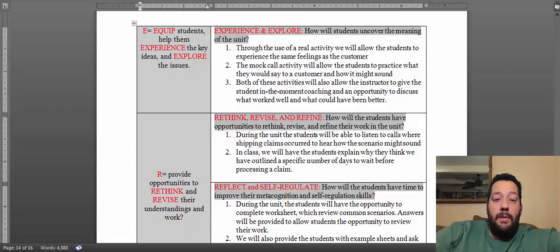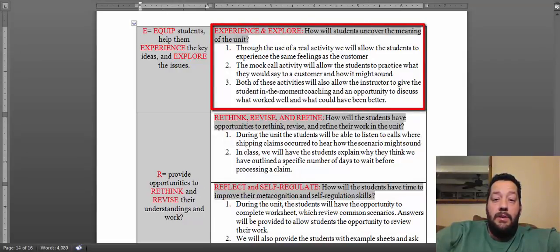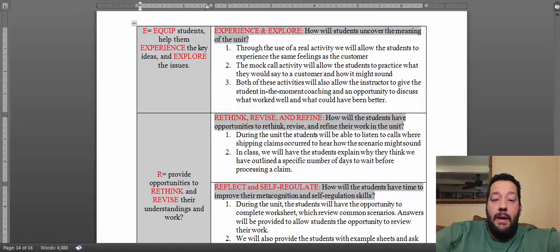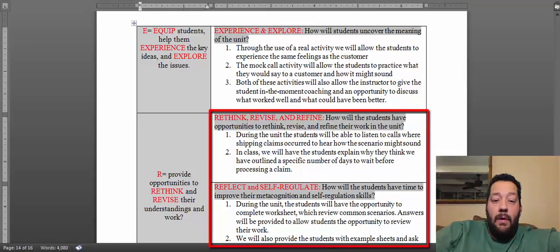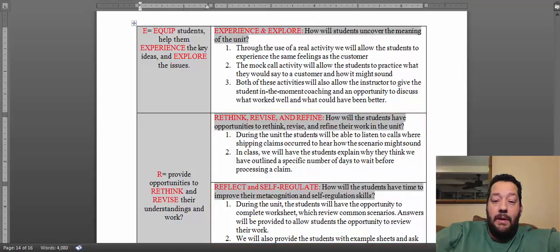The E in WHERETO is all about the experience and exploration of the big idea. This is where we will talk about how the students will uncover the meaning of the unit. Next is the R. The R is where we will talk about rethinking, revising, and refining what our students are thinking about the opportunities and the information that is being covered in the unit. This is where we will also encourage them to reflect and self-regulate, allowing them to really practice that metacognitive skill of self-regulation and self-actualization to see if they really do understand the material.